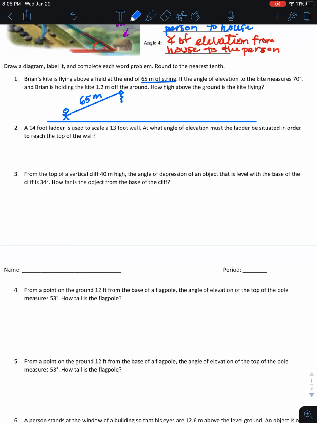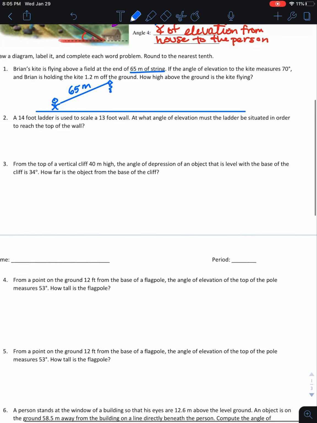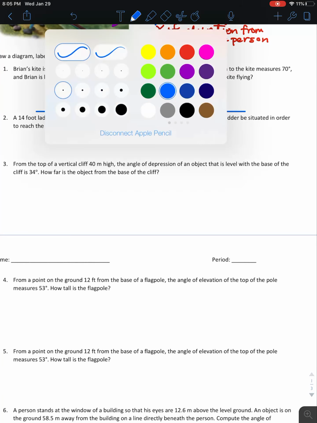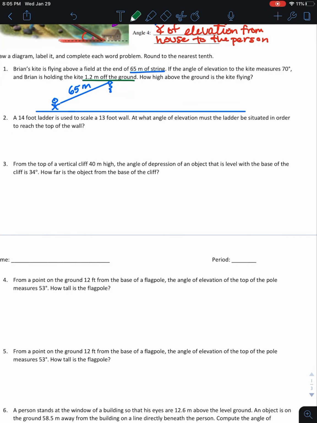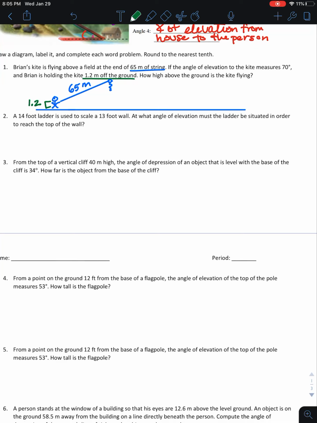The next part: if the angle of elevation to the kite measures 70 degrees and Brian is holding the kite 1.2 meters off the ground. Let's pause there. That is not grammatically correct, but oh well. The angle of elevation measures 70 degrees, so that means it's above the horizontal. Now, I don't mean this right here, because that's not exactly right. He's holding this kite 1.2 meters off the ground, so from here to here, 1.2, that's the height from the ground to his hand. The angle of elevation is formed by his hand with this as the horizontal.